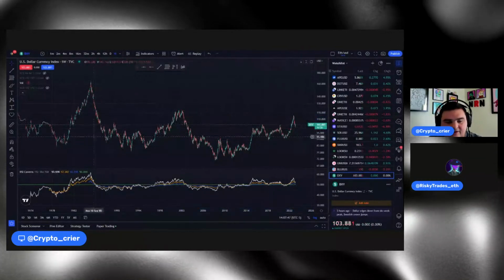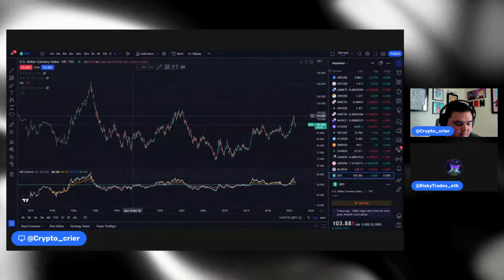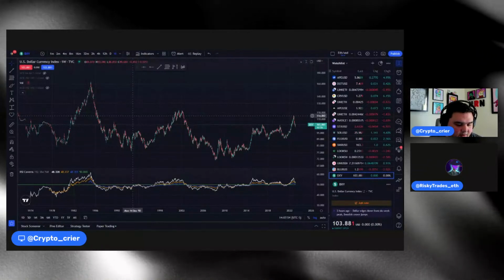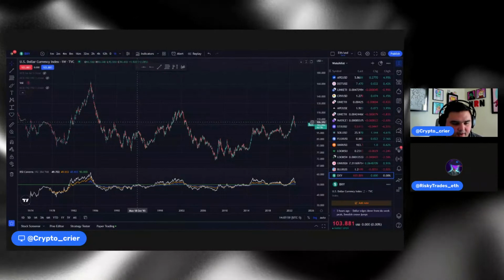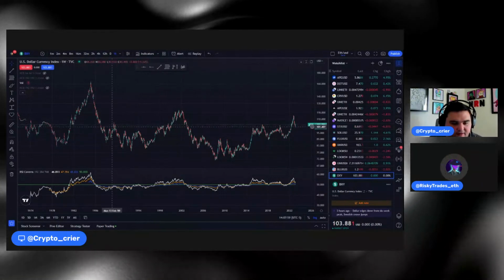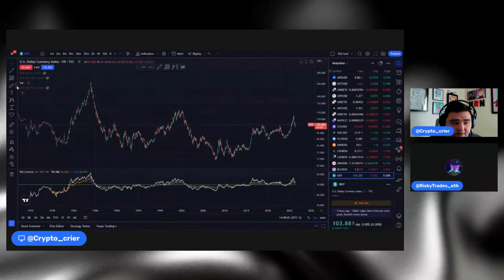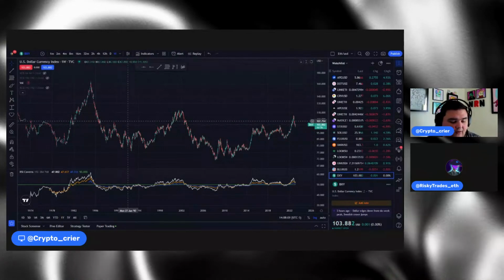We can see Jay Powell over here. Powell has been signaling that we're not out of the woods yet. Inflation's still very high. Exactly, the core rates are extremely high. They haven't gotten a handle on it yet.